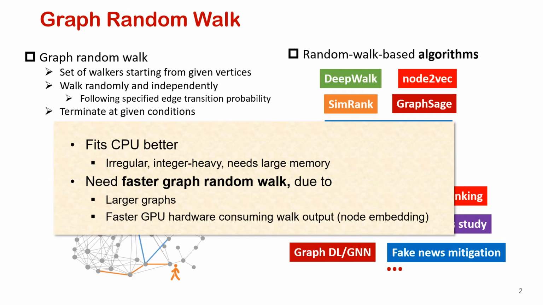The random walk computation feeding such embedding training with sample passes, on the other hand, is less regular, relatively heavy with integer operations, and requires large memory capacity, so it's typically done on the CPU side. With graphs getting larger and GPUs getting further ahead in speed, graph random walk easily becomes a bottleneck. For example, a recent production system of Tencent reports reusing edge samples 10 times on the embedding side.